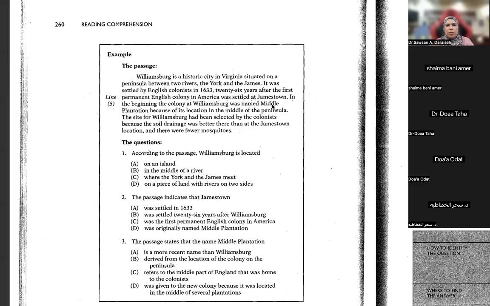Because of its location in the middle of the peninsula. So why was it called Middle Plantation, the second name? Because it was between two rivers, okay? The site for Williamsburg had been selected by the colonists because the soil drainage was better than at the Jamestown location. Guys, you know that land where there are rivers is usually what? Fertile. The land around the Nile River is very fertile, right?